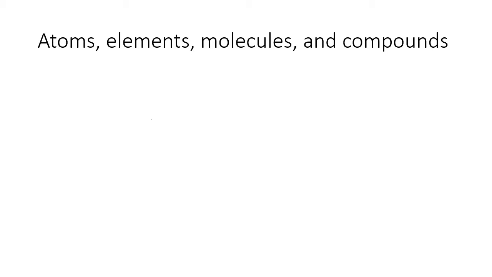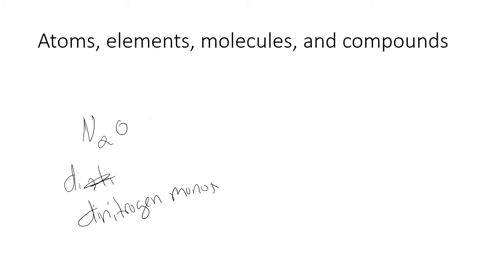Let's say I had something a little bit more complex. Let's say I got this guy coming here. First of all, let's name it. Is it molecular or ionic? It's molecular because we have two nonmetals, so that's dinitrogen monoxide.